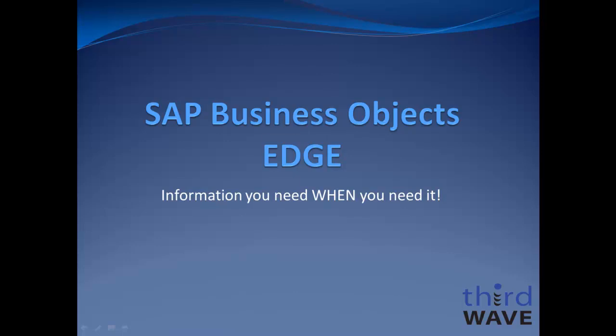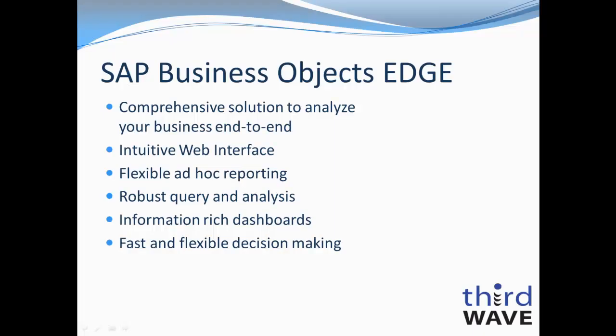Today's session will focus on how to get information you need when you need it. In today's demonstration, we will show you how easy it is to use universes pre-built by Third Wave to get valuable information about your business yourself without having to rely on IT resources. Business Objects Edge is a comprehensive solution to analyze your business end-to-end. Its intuitive web interfaces, flexible ad hoc reporting, robust query and analysis, and information-rich dashboards allow fast and flexible decision-making for you and your firm.